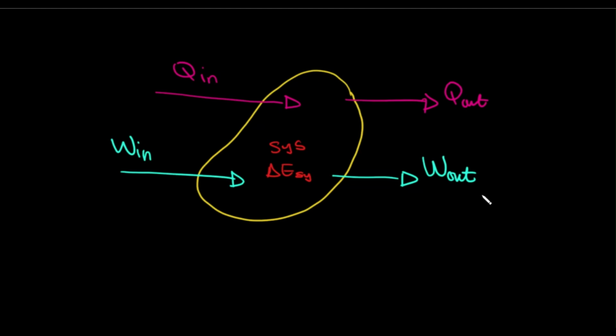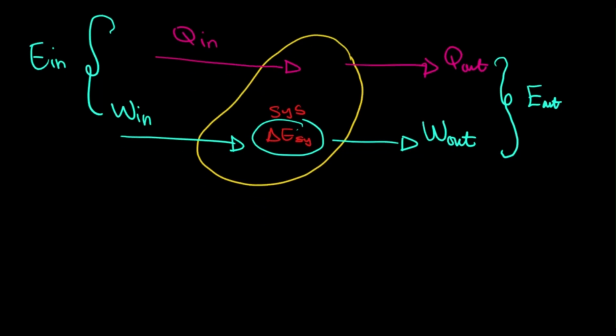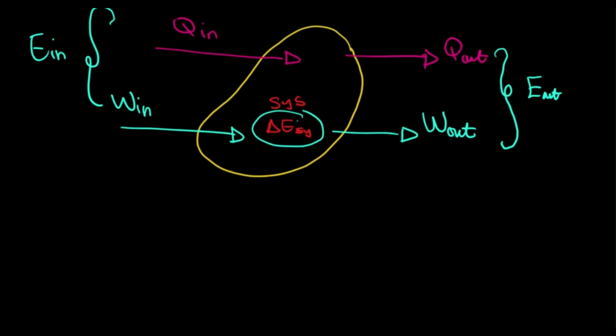We defined previously that all of this is energy out. All of this was energy in. Energy in minus energy out results in changes of energy in the system, changes in the energy of the system. So energy in minus energy out is equal to changes in system energy.